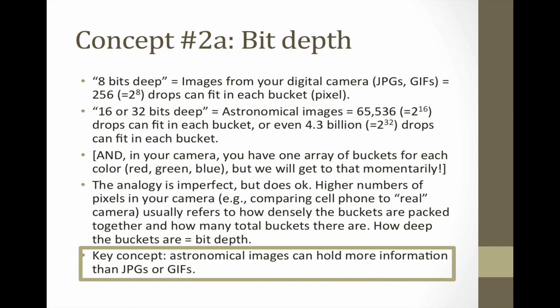And in your camera, it turns out you have one array of buckets for each color. We'll talk about that in a second. The analogy with the buckets of water is imperfect, but it does really do okay. The basic idea is that, you know, when you see ads for cameras with a certain number of pixels, that's talking about how densely the buckets are packed together and how many total buckets there are. But I'm talking about how deep the buckets are. That's bit depth. So if none of that still makes any sense, the key concept here is that there's more information in astronomical images than there is in JPEGs or GIFs.